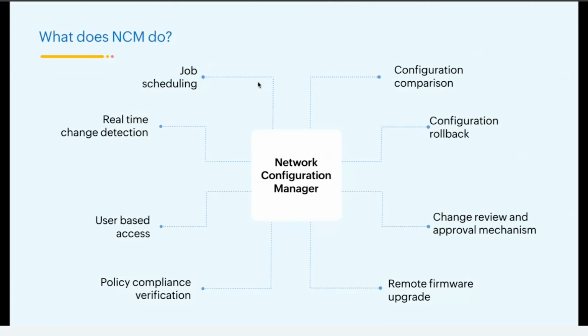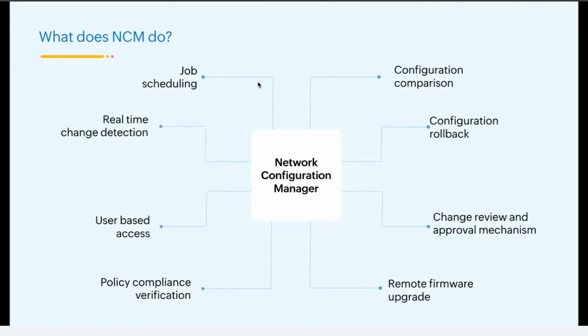So let's start with job scheduling. So what is this? Basically with Network Configuration Manager, you can schedule network operations such as backup or anything else. Suppose there will be a lot of operations which you don't need to perform immediately, so those operations can be scheduled at the right point of time. So using this particular job scheduling option, you can perform that.